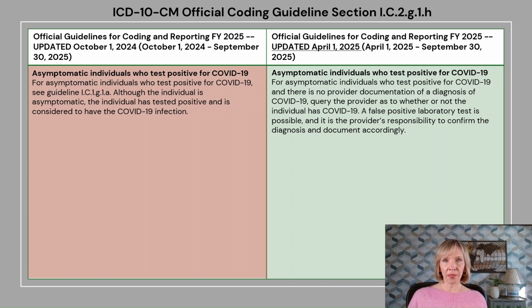This means that while this guideline is in effect, code U07.1 for COVID-19 should be assigned based on provider documentation of a positive COVID-19 test result.